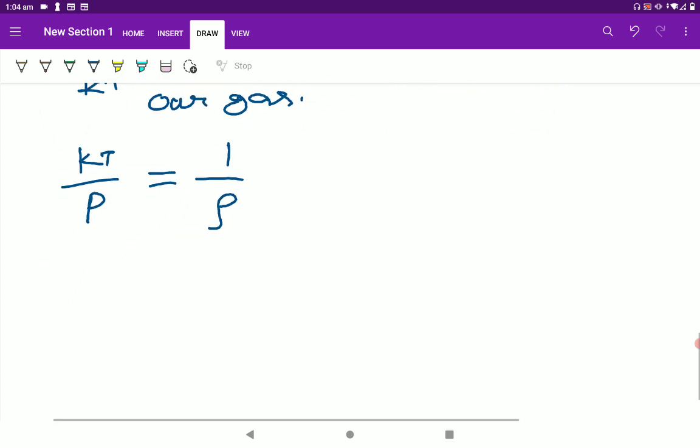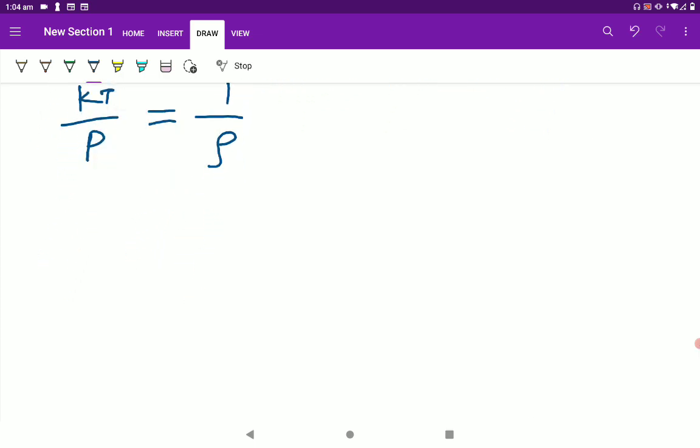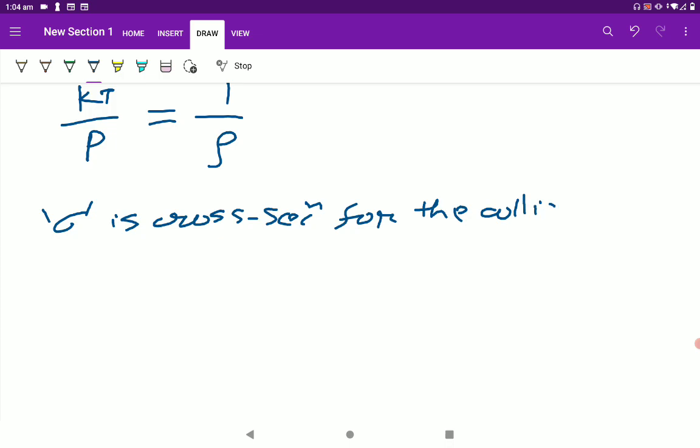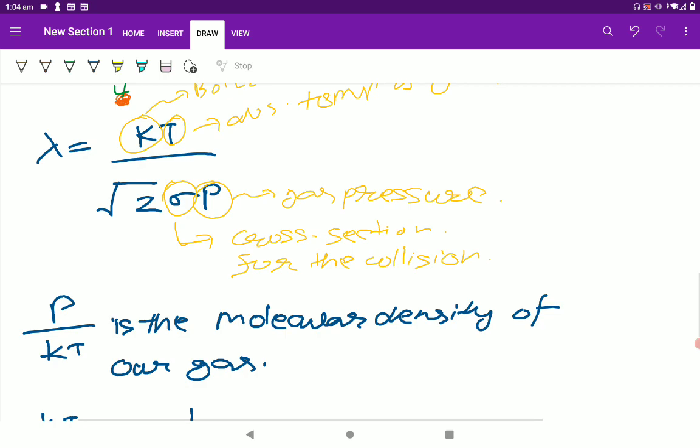Now sigma is the cross section for the collision. Cross section from the dimensional point of view is the area, which means we associate an area to each particle. In the equation here, we can see this under root 2. So this under root 2 is included to consider the relative velocity of our particles because they are moving in different directions.